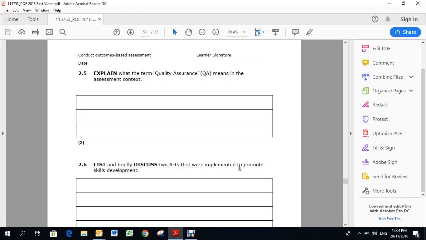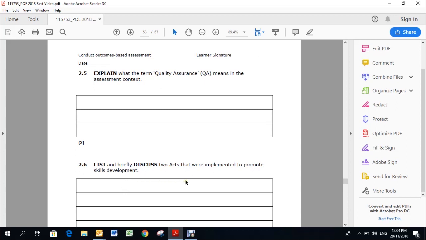2.6, list and briefly discuss 2 acts that were implemented to promote skills development. The Skills Development Act is one of the pieces of legislation that was done, and we're also looking at the Occupational Health and Safety Act.